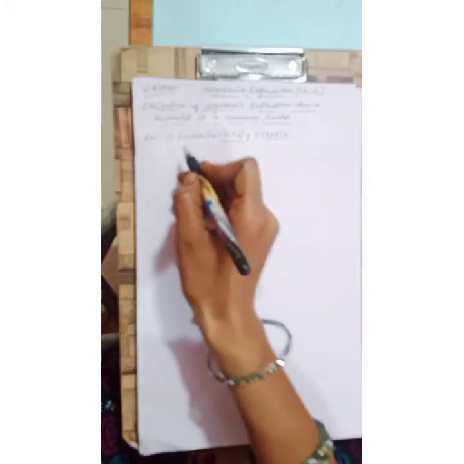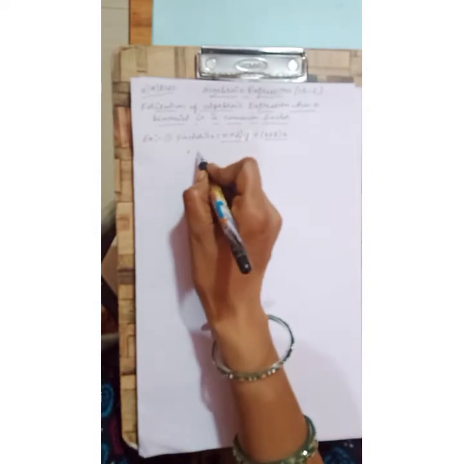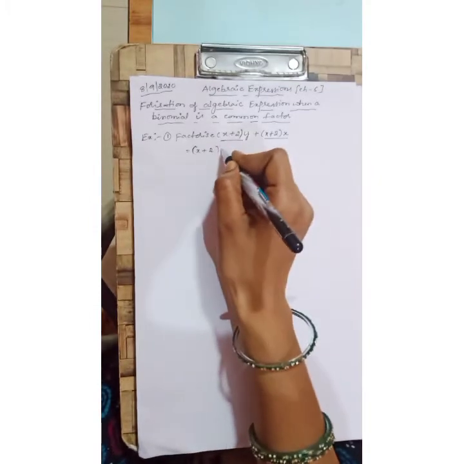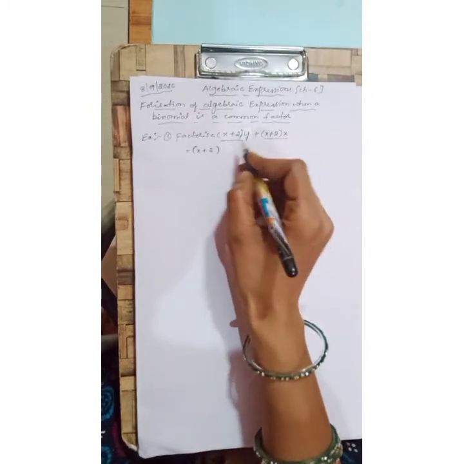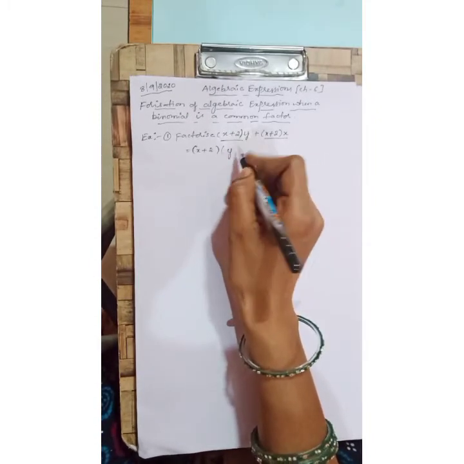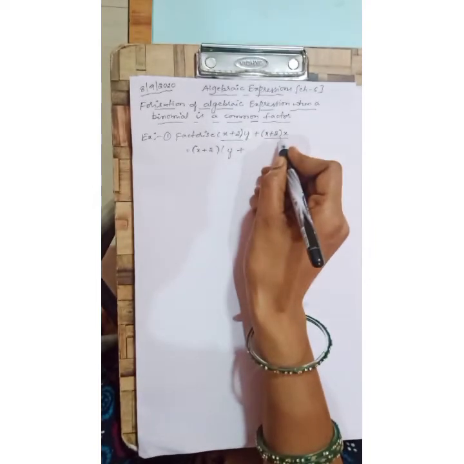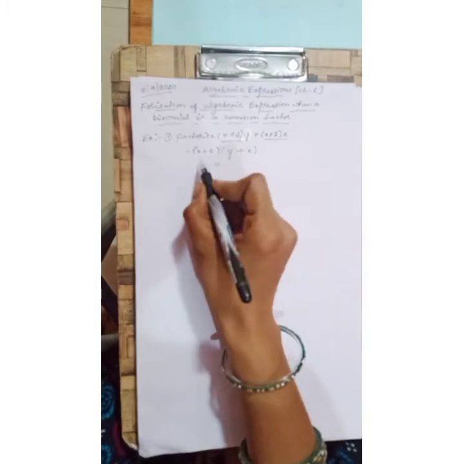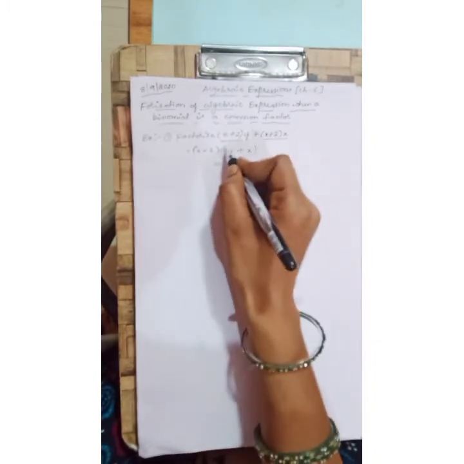So let us take x + 2 as a common factor. When I take x + 2 as common in this term, we are left with y, and here, x + 2 is common, so we are left with x. Therefore the answer is (x + 2) into (x + y). Let us solve the second example.